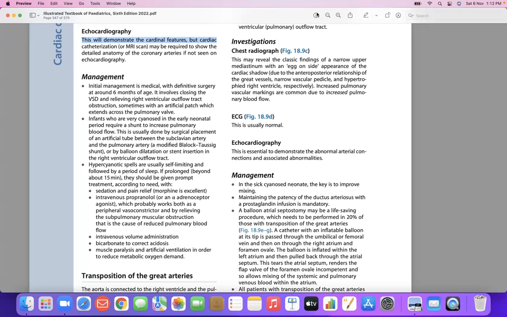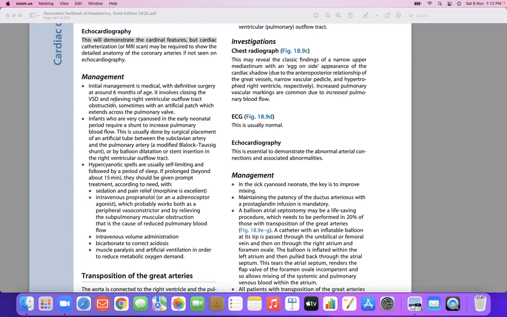Management is very important. See, not every child with TOF will have both this lateral thoracotomy scar and central sternotomy scar. Not everyone. Some children at 6 months of age will be taken for definitive surgery at once. Not every child with TOF will have a lateral thoracotomy scar. Okay. See, initial management is medical with definitive surgery around 6 months of age. At the age of 6 months, we will do definitive surgery.